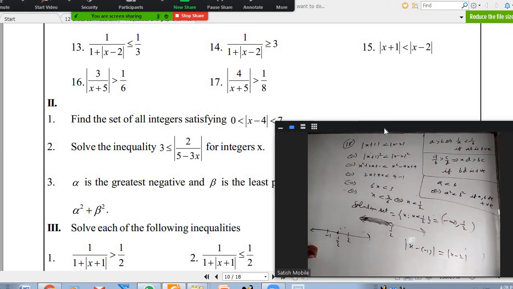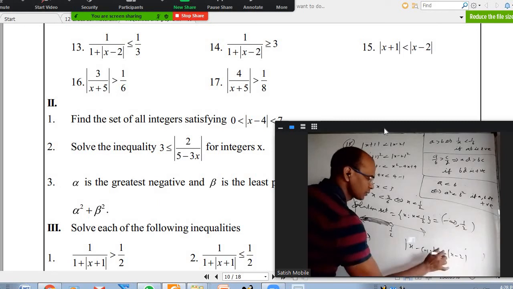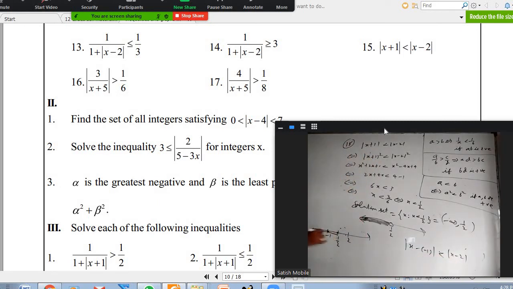That is exactly the question. What is the question? We want a number that is closer to minus 1 than to 2. The distance between x and minus 1 should be less than the distance between x and 2. So it should be everything on the left side of this. That's it. We got the same answer, right? x less than 1 by 2.